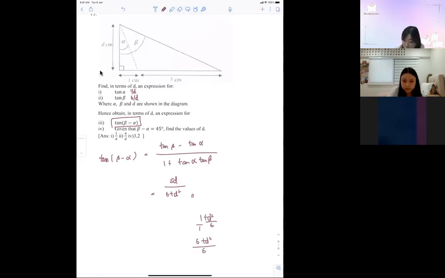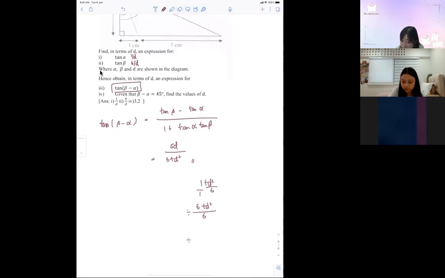Okay. And then you don't change the divide to times first. This is still a divide. Only when you combine them into one fraction, then you can change to times 6 over 6 plus d squared.